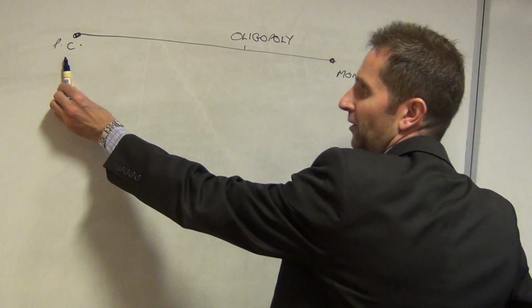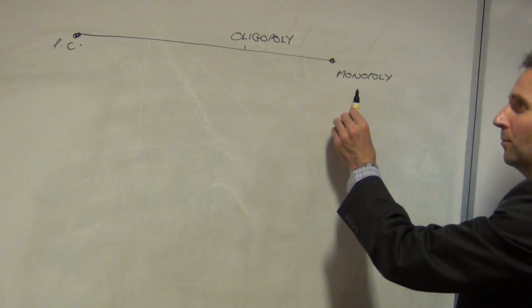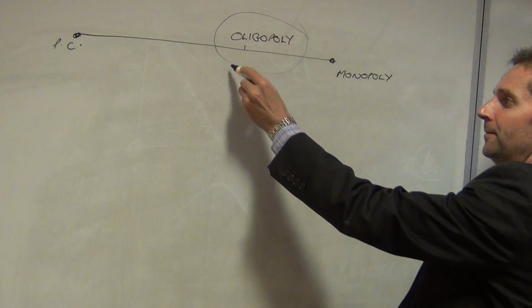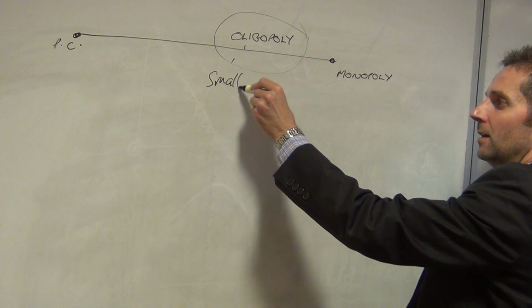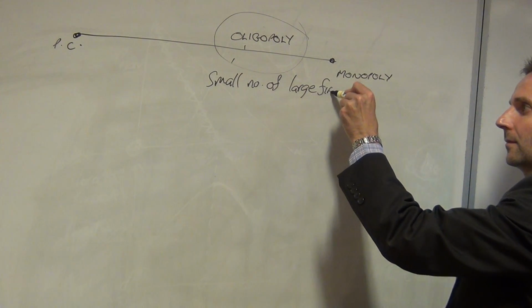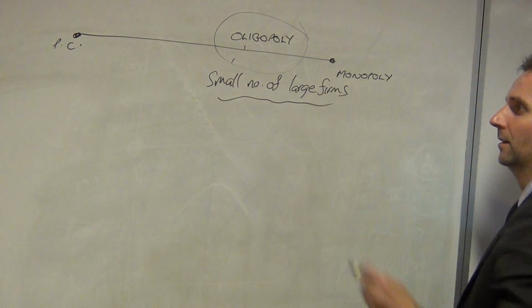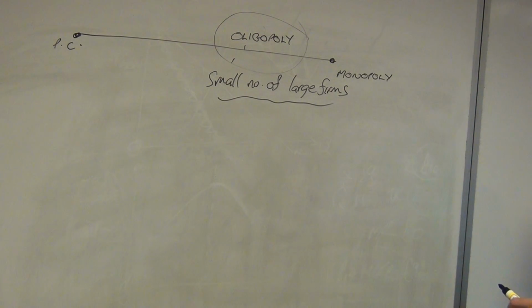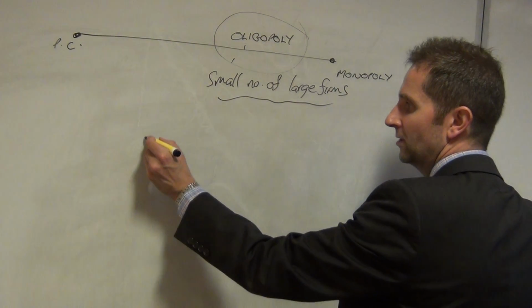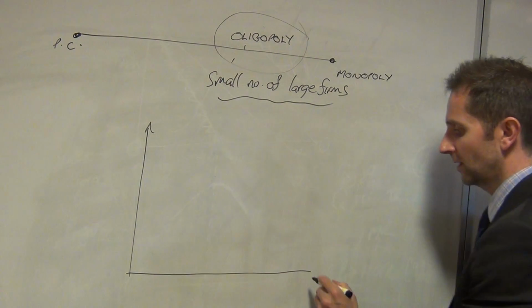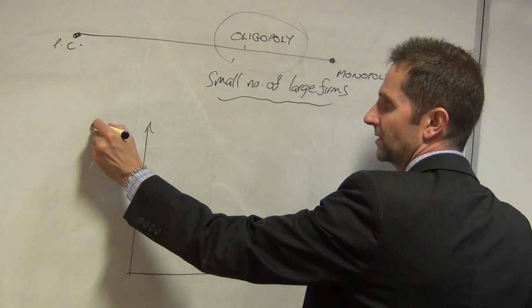You'll remember perfect competition on the one extreme, monopoly on the other, and somewhere in between we've got the market structure oligopoly, where we have a small number of large firms. They tend to be relatively big firms, fairly profitable firms as well. Some people do find this diagram slightly tricky in terms of its analysis and explanation. So the diagram that goes alongside oligopoly is as follows.